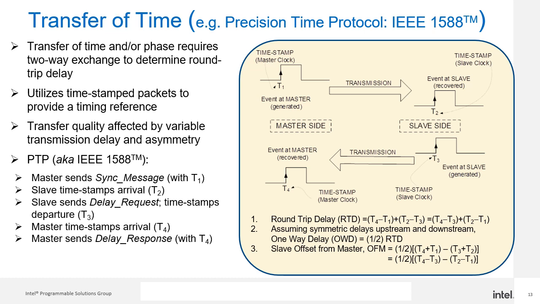The slave makes an assumption that the transmission delay in the two directions is the same. And consequently, he can establish what is the round-trip delay. And assuming that symmetry I just mentioned, the one-way delay is 1/2 the round-trip delay. Based on that, he can establish, and that's equation 3, the offset from master of the slave, or OFM. There's the formula given: it's 1/2 of (T4 plus T1) minus (T3 plus T2). So he knows how wrong his clock is, and he can adjust it.